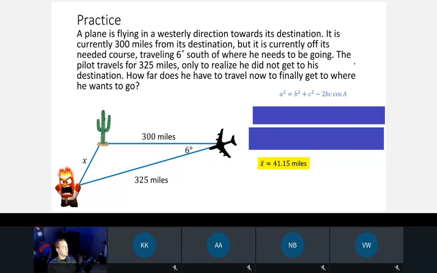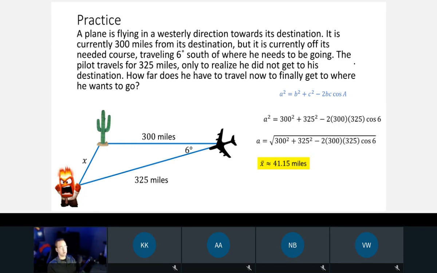So there's the work, and we type all that in, hit enter, and we are done.